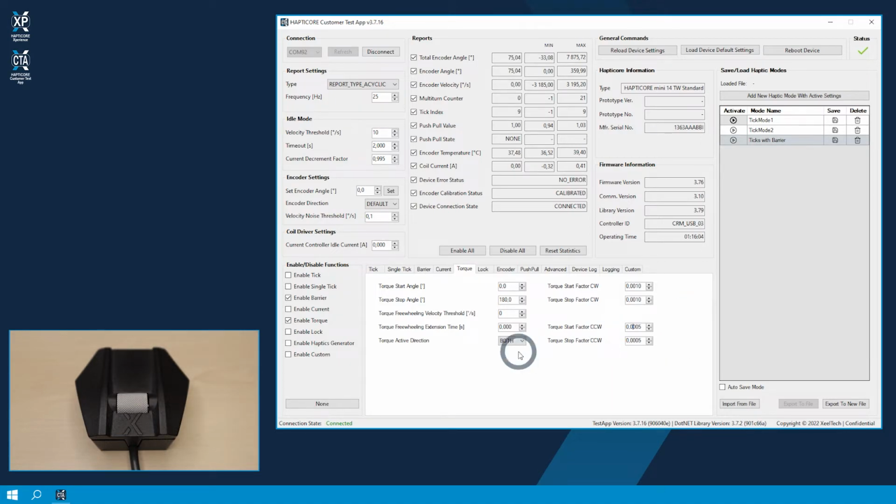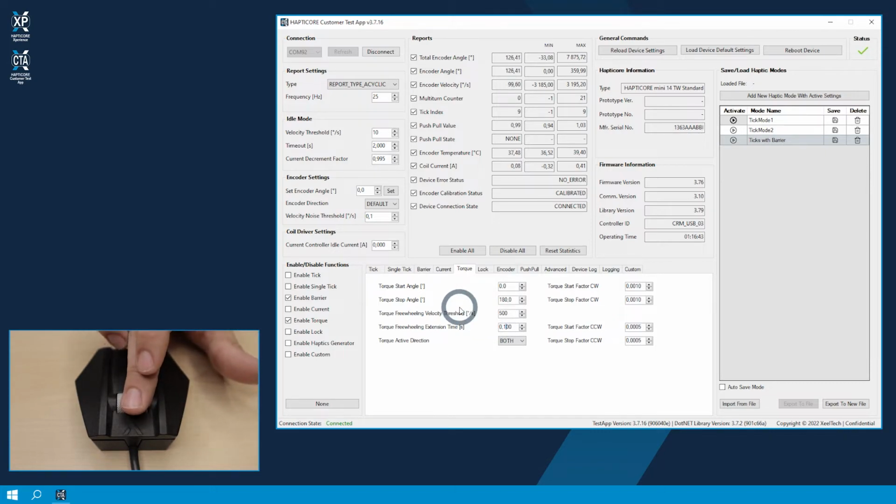Another interesting feature of the torque function is freewheeling. Thereby, our torque function is switched off for a definable time at a certain rotation speed. We'll test this function with a value of 500 degrees per second for the velocity threshold, and as soon as we reach this speed while turning, we want our torque function to be switched off. As we fall below the value, however, the function should automatically activate again after 100 milliseconds. You can experiment with these factors until you find the right combination for your application.